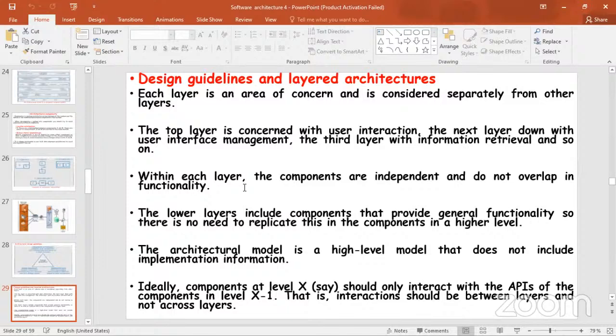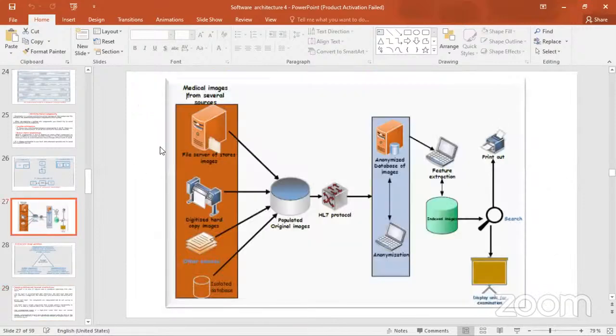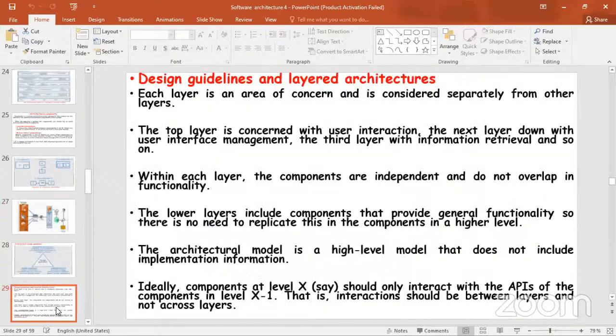Now, within each layer, the components are independent and do not overlap in functionality. So here, you have them, they have similar things to achieve, but they are distinct components. The lower layer includes components that provide general functionality, so there is no need to replicate this in the components of the higher layer.